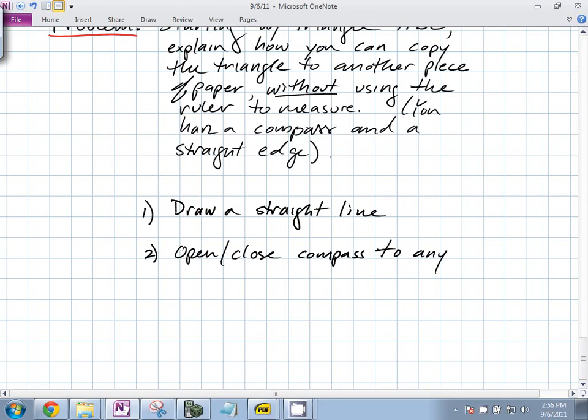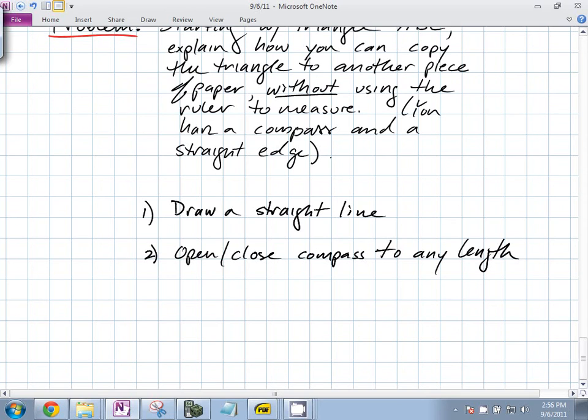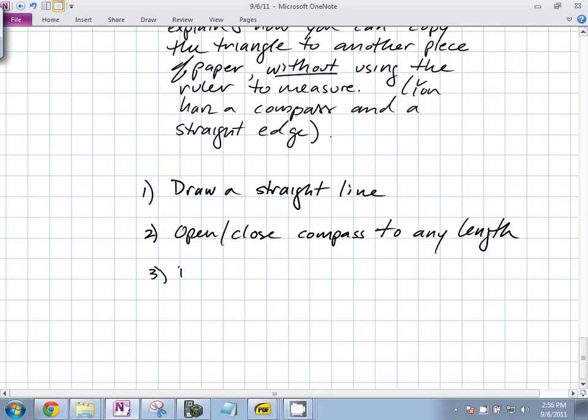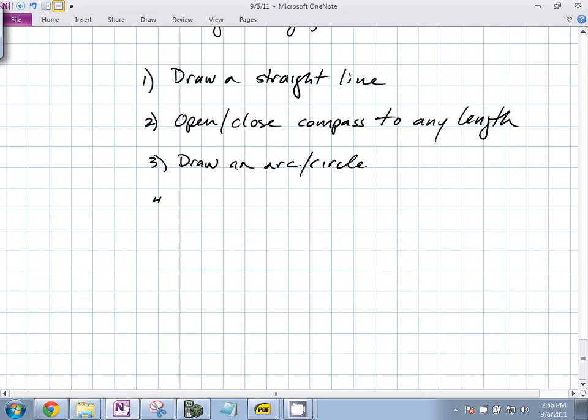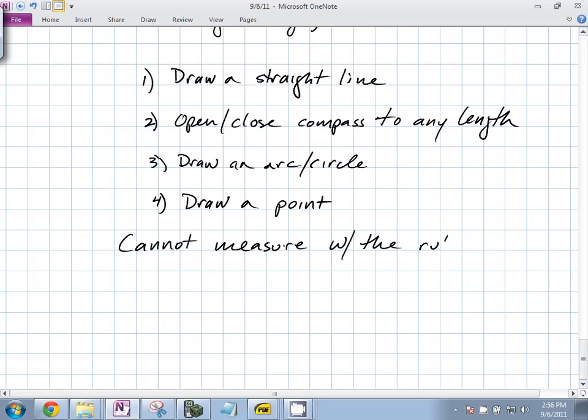What's another simple thing you can do? You can draw a straight line. You could also draw an arc or circle, right? What else can you draw with just the pencil? I'll give it to you. Draw a point, a single point. Absolutely. But what can't you do? Cannot measure with the ruler. So that's what you can do. I guess you could say you could plot an intersection.